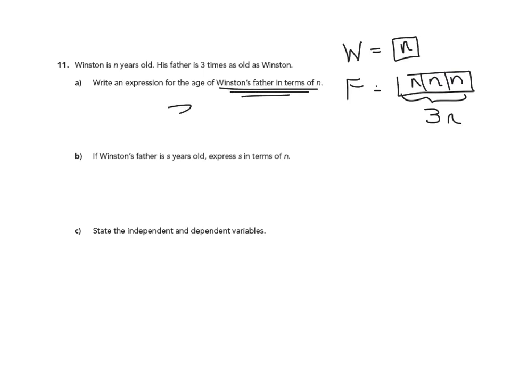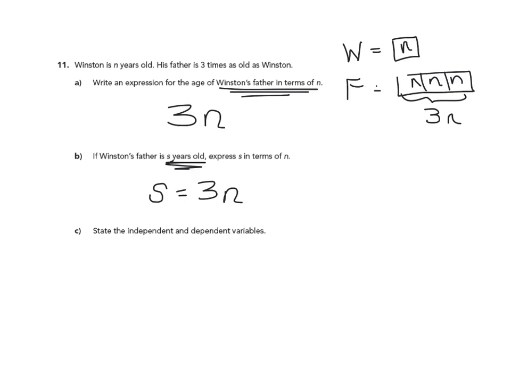Well, we just did that. Winston's dad is 3N. It's 3 times older than him. Then they say his dad's S years old. Oh, that's easy. So I know his dad, S, is 3 times whatever Winston is. So now I have one depending on the other.